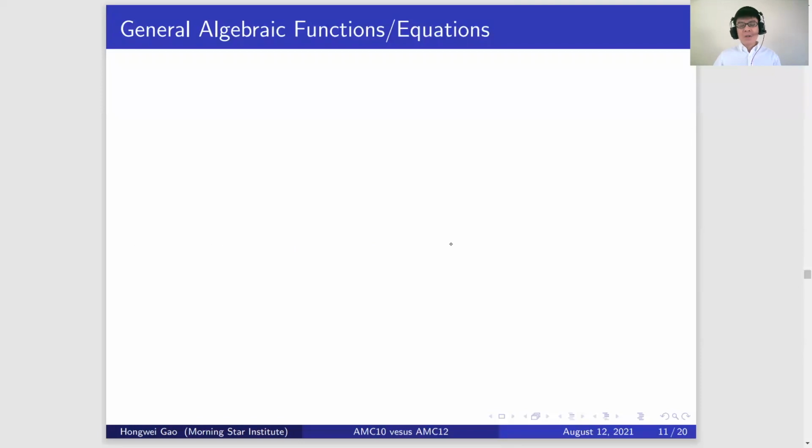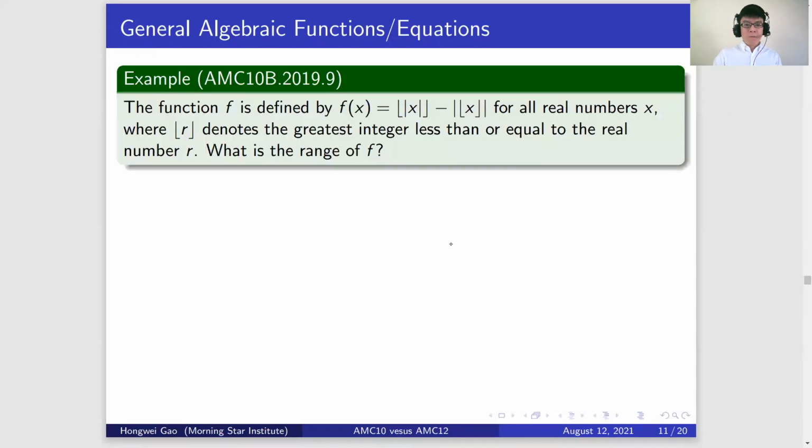Finally, we consider the requirements of algebra in both tests. AMC10 may have some algebraic functions or algebraic equations. Usually, they are expressed explicitly in terms of formulas, like this example shows. The function is given by a formula. As for AMC12, such questions may have more complicated structures. Let me show you one function from an AMC12 test.